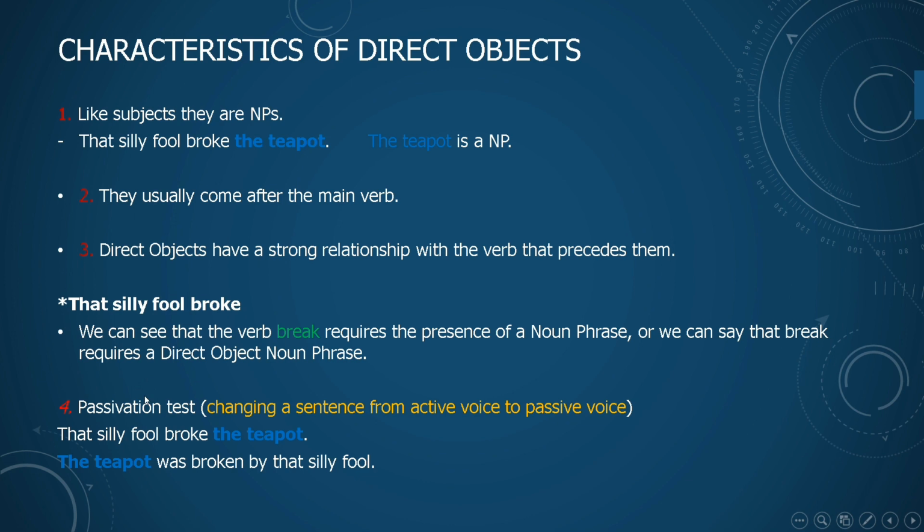And then the passivation test. By changing the sentence from active voice to passive voice, you can determine the object. Whenever you don't know which word is the object, try to turn the sentence into passive voice. When you say, that silly fool broke the teapot, let's assume that you don't know what the direct object is. Once you turn it into passive form, the object comes right at the beginning of the sentence. We say, the teapot was broken by that silly fool. That was the fourth characteristic of the direct object.